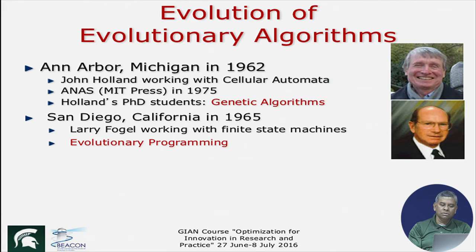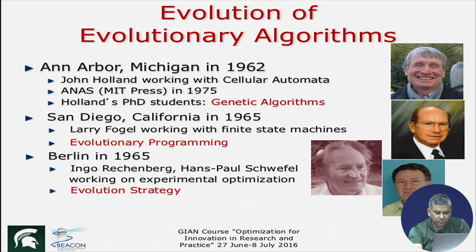In San Diego, California, Larry Fogel was doing evolutionary programming. It's another way of doing programming, evolving finite state machines. But for a long time, they did not know of each other's existence, because back in those days, emails weren't there, websites weren't there. So the only way to communicate was writing letters, or publications in a journal, and then you happen to read that paper, only then you know. So they came to know each other much, much later.